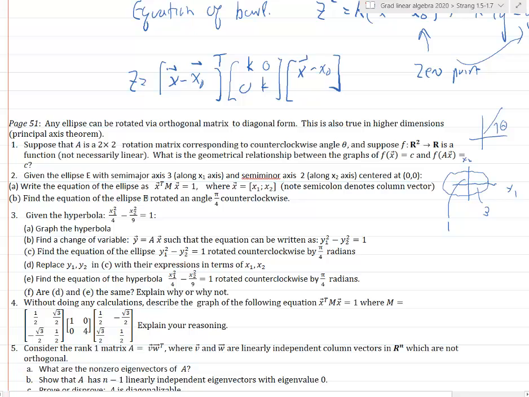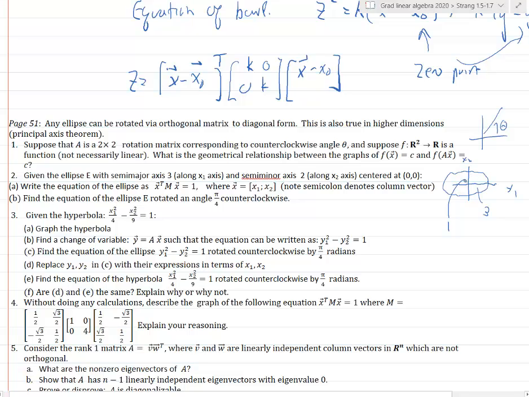So in part B, find the equation of the ellipse E rotated by an angle of pi/4 counterclockwise. So pi/4 counterclockwise, when you take this and rotate it this way, so it's up. It's up this way, right? Okay. So I want an equation for that graph. All right, so here's an ellipse.